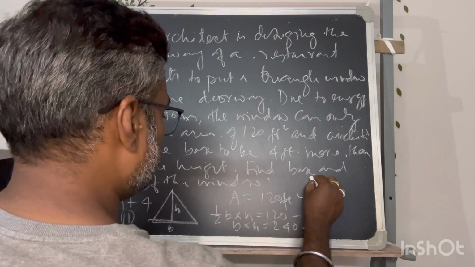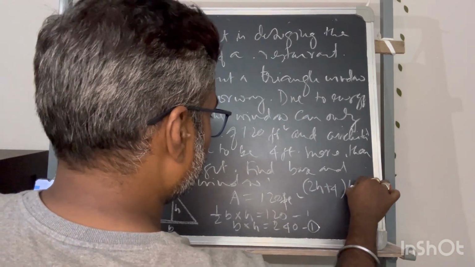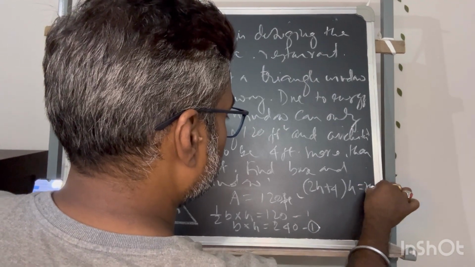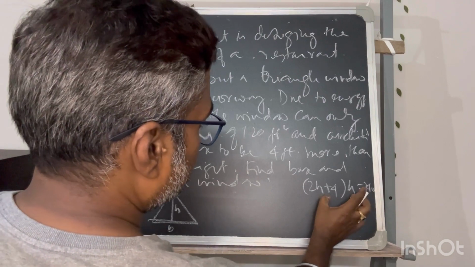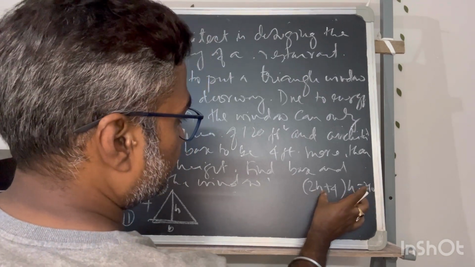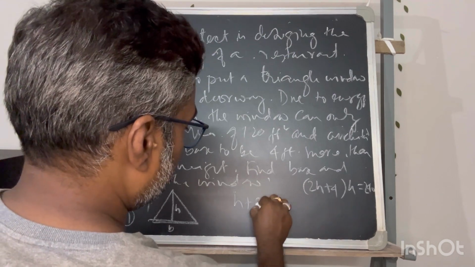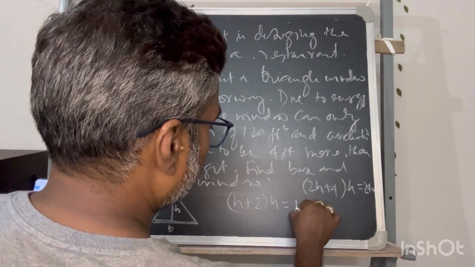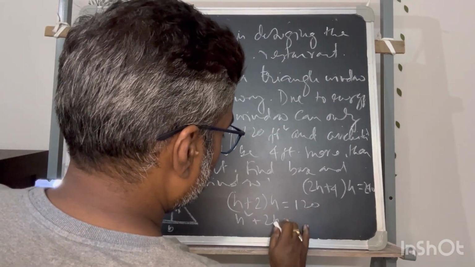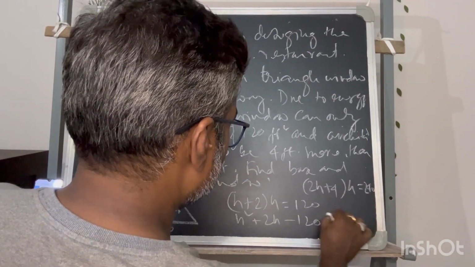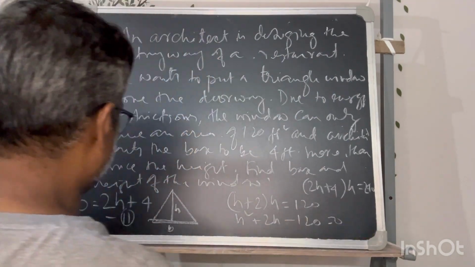So if you do that, b is equal to 2h plus 4, into h, that is equal to 240. Now you see, as a whole, the equation will turn into a second-order equation in h. So if we simplify this, 2h² plus 4h minus 240 is equal to 0. Now this is something we have to factorize.